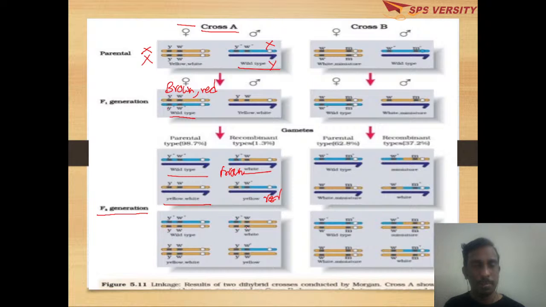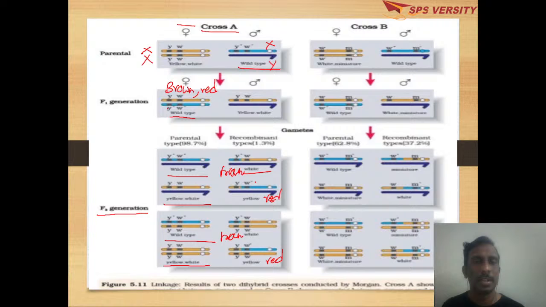And when you come to females, when you see females very carefully here, one wild type means brown bodied red eyes, one yellow body white eyes, another one that is brown bodied white eyes, and another one yellow body red eyes. So if you observe the F2 generation, other than parental combination.